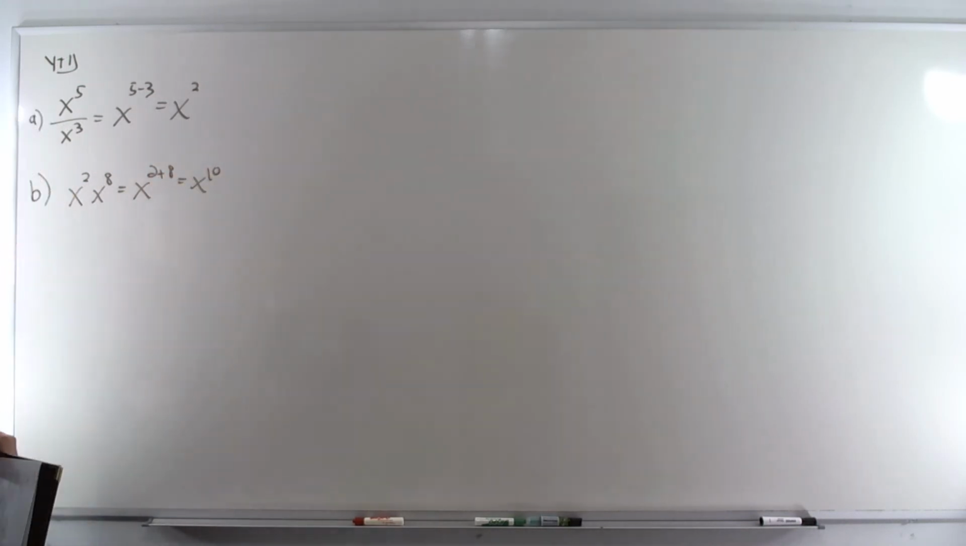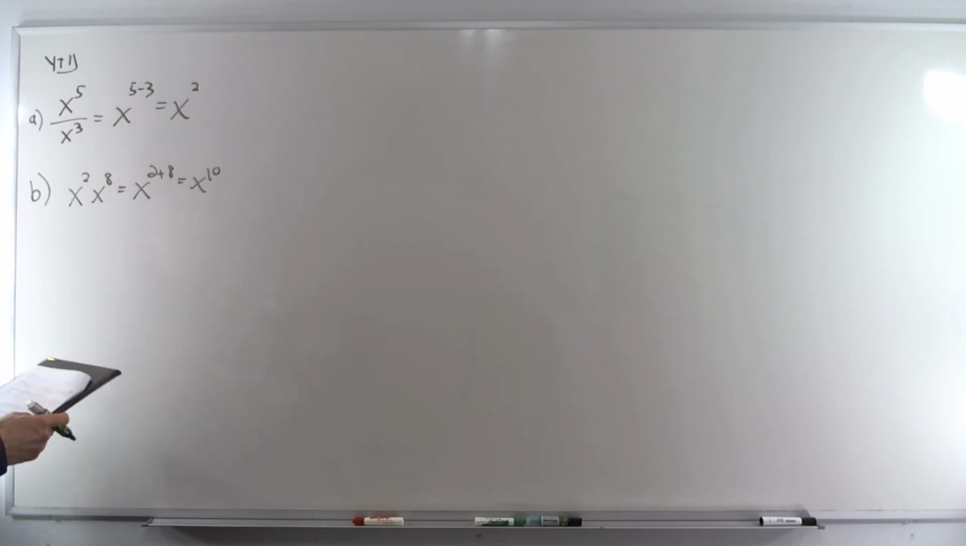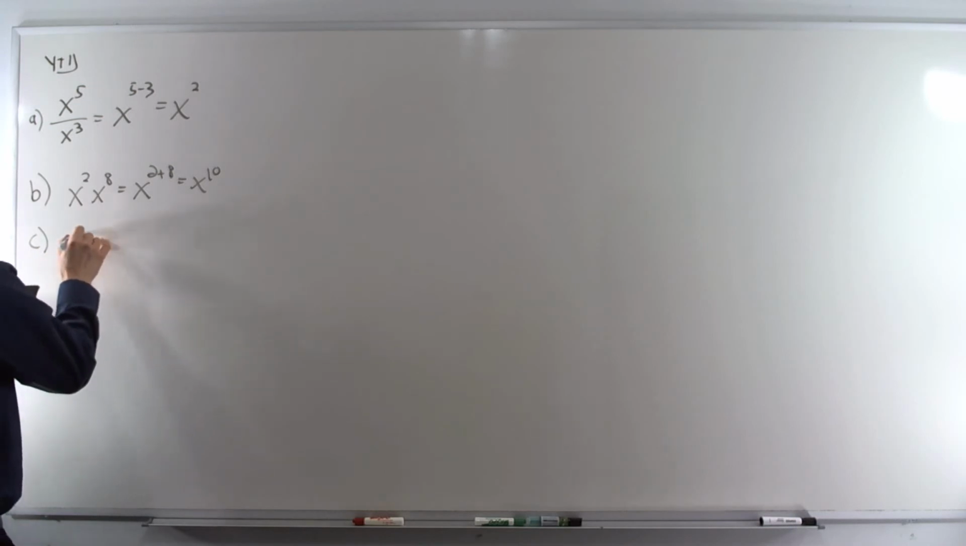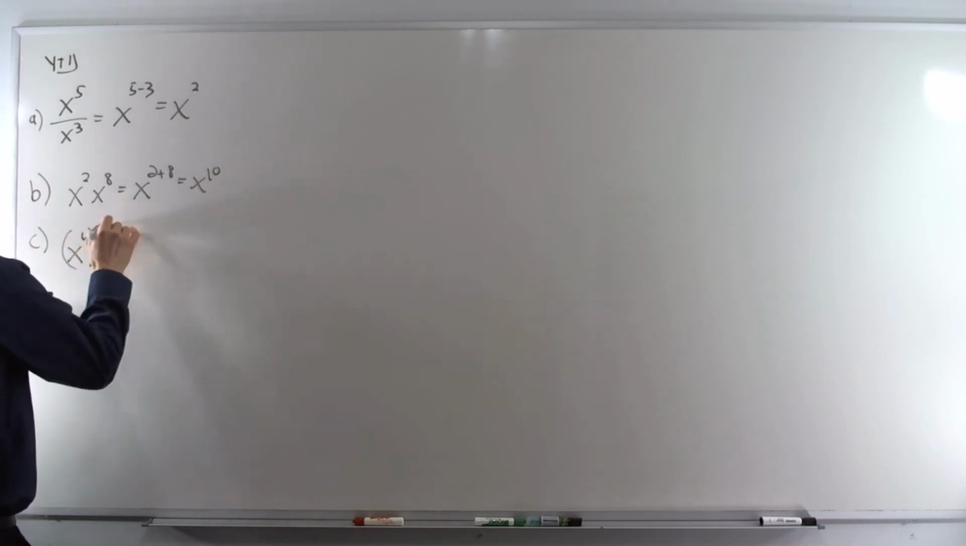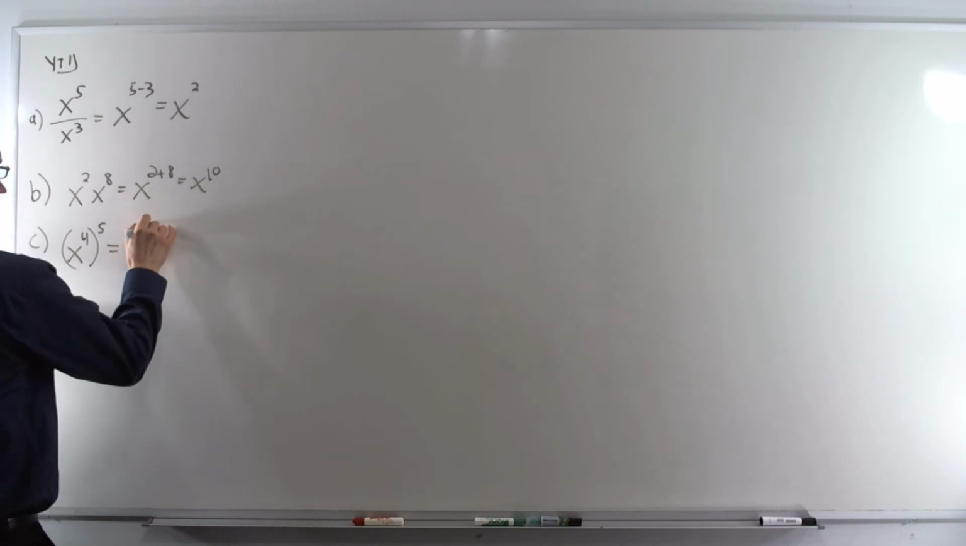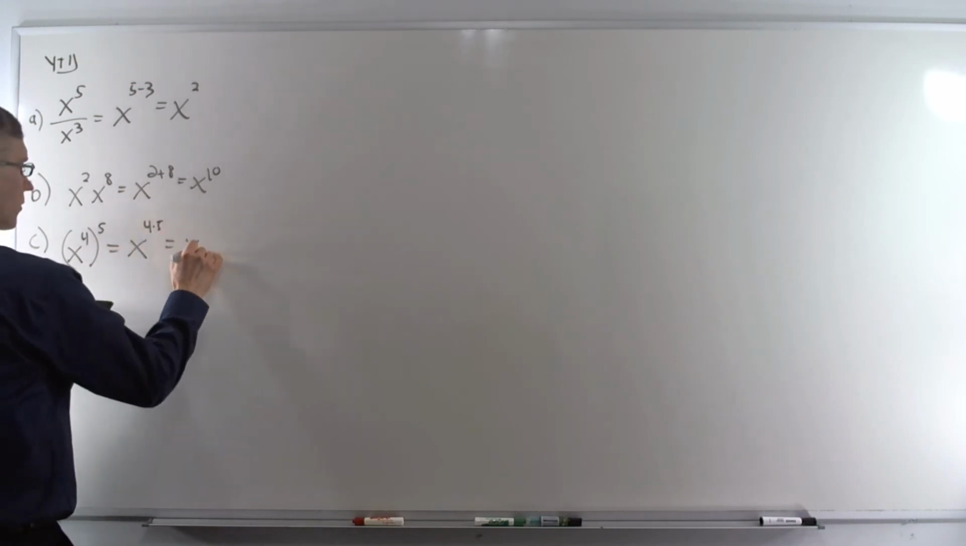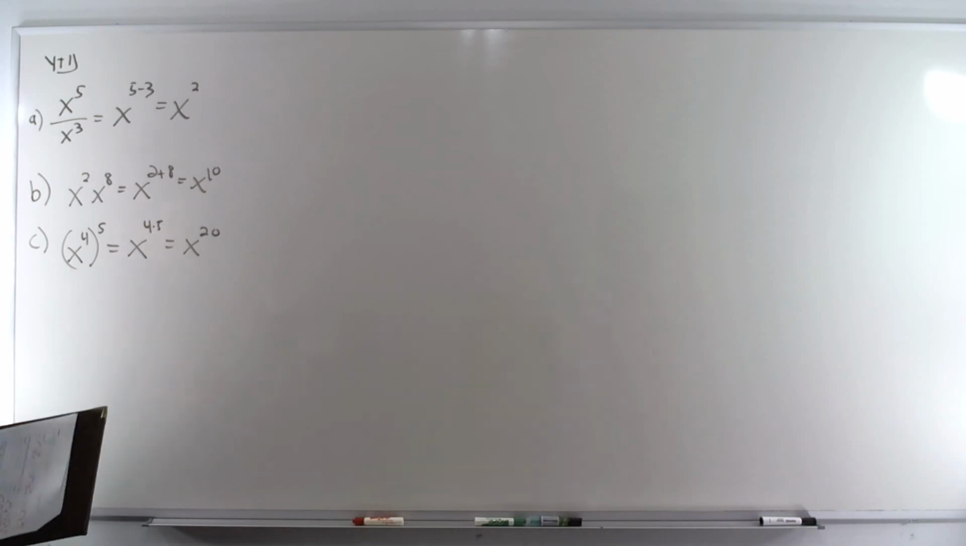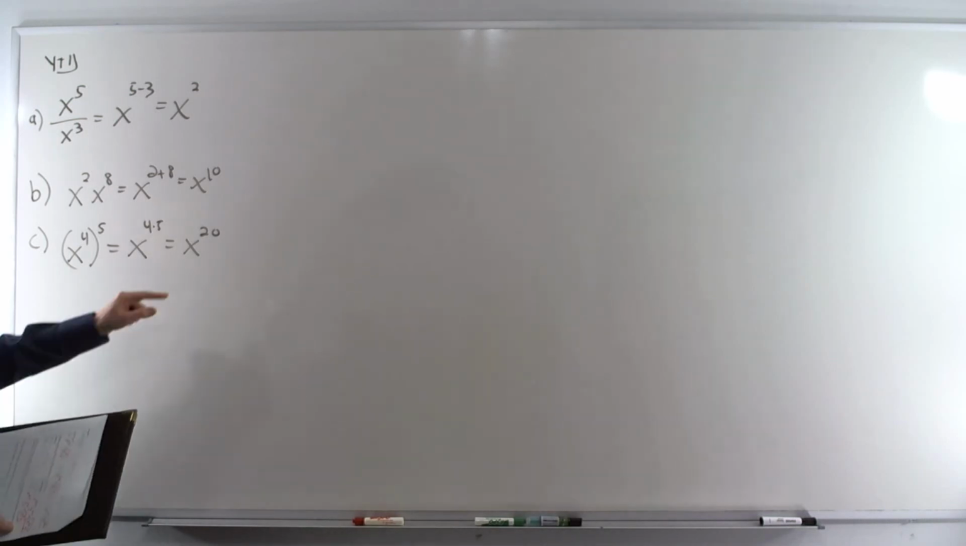Next one, product rule, x squared times x to the 8th. That gives us x to the 2 plus 8, or x to the 10th power. Part C, x to the 4th to the 5th. That's x to the 4 times 5, or x to the 20th.